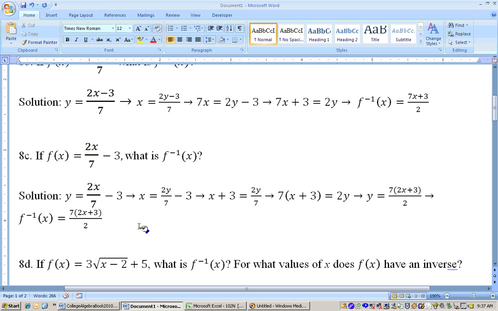And let's double check this real quick. Again, we switch the x's and the y's to get x equals 2y over 7 minus 3. We added the 3 to get x plus 3 equals 2y over 7.